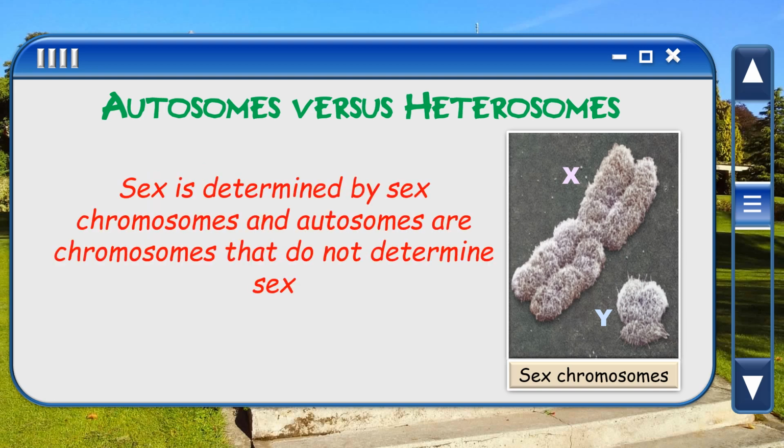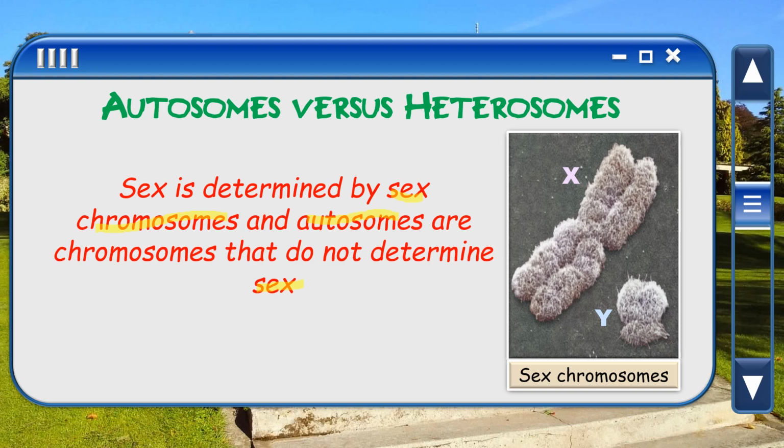Sex is determined by sex chromosomes, whereas autosomes are the chromosomes that do not determine sex. We have seen how we can easily identify sex chromosomes in males. We have X and Y, which are not homologous.